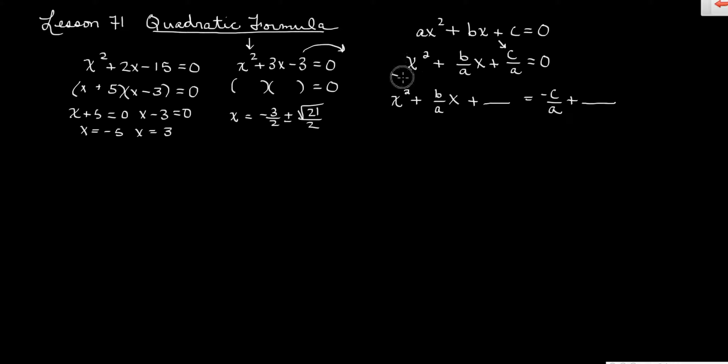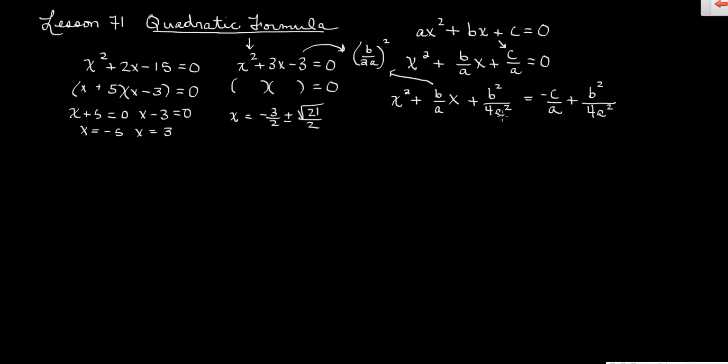So let me just do this over here. So it's b over, we're dividing it by 2, and we're squaring it. Dividing by 2 is the same as multiplying by a half. So we're going to get b squared over 4a squared. Whatever you add to one side of the equation to keep it balanced, you have to add to the other side.